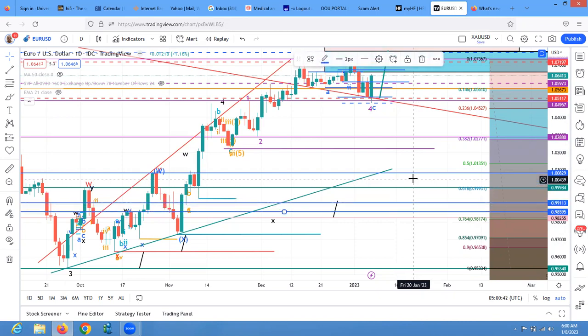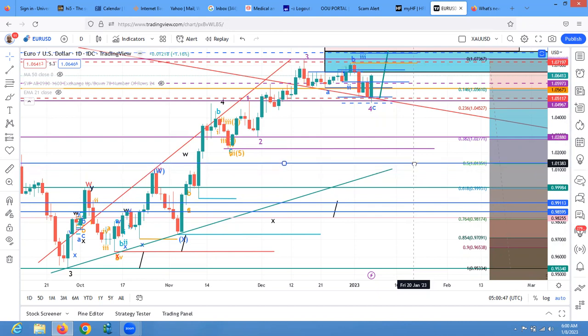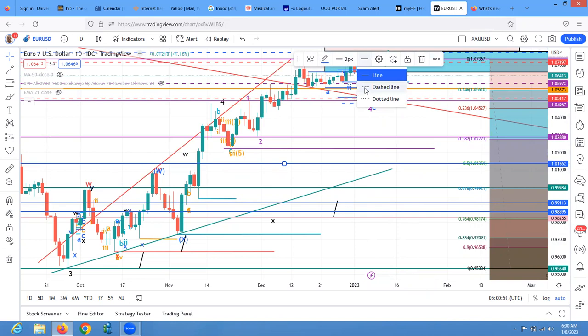Good. So a 50 is here. At least we should have a correction that will get to that point. And that point is 1.01362, at least minimum, before price may push up again. That is what we are expecting. So that is the level.